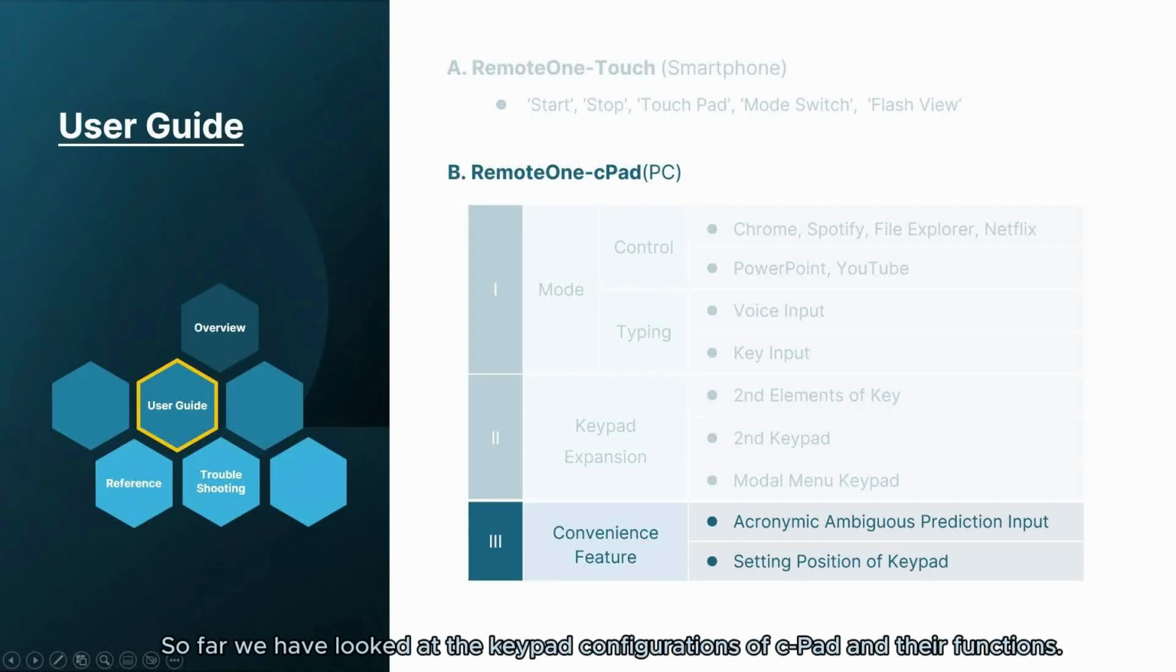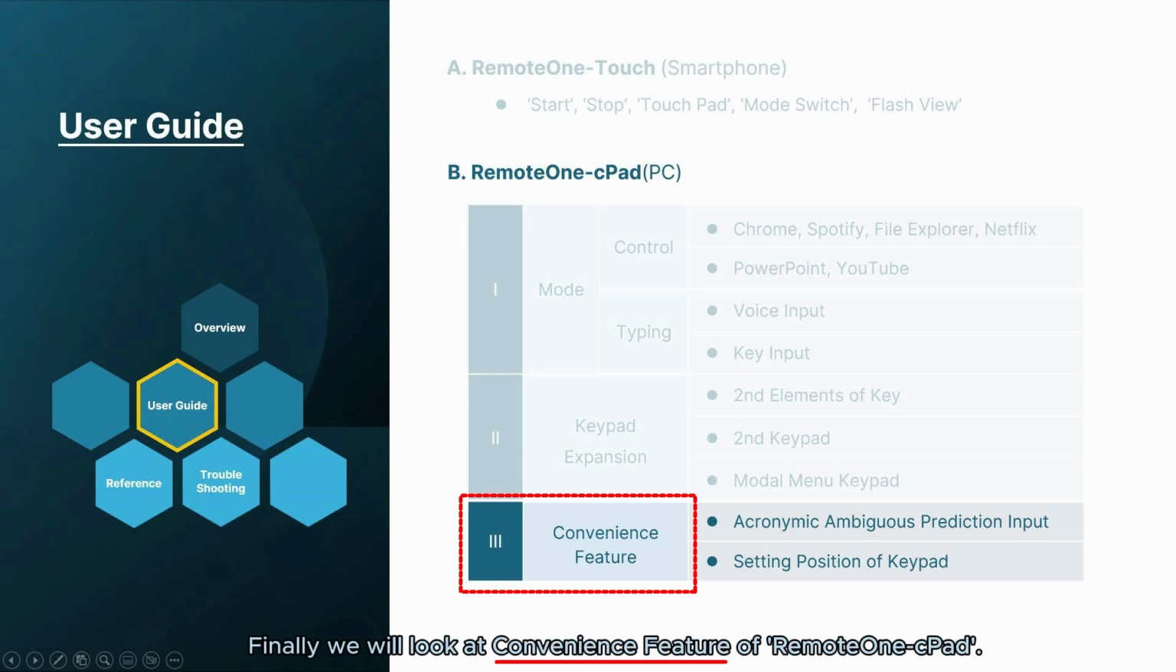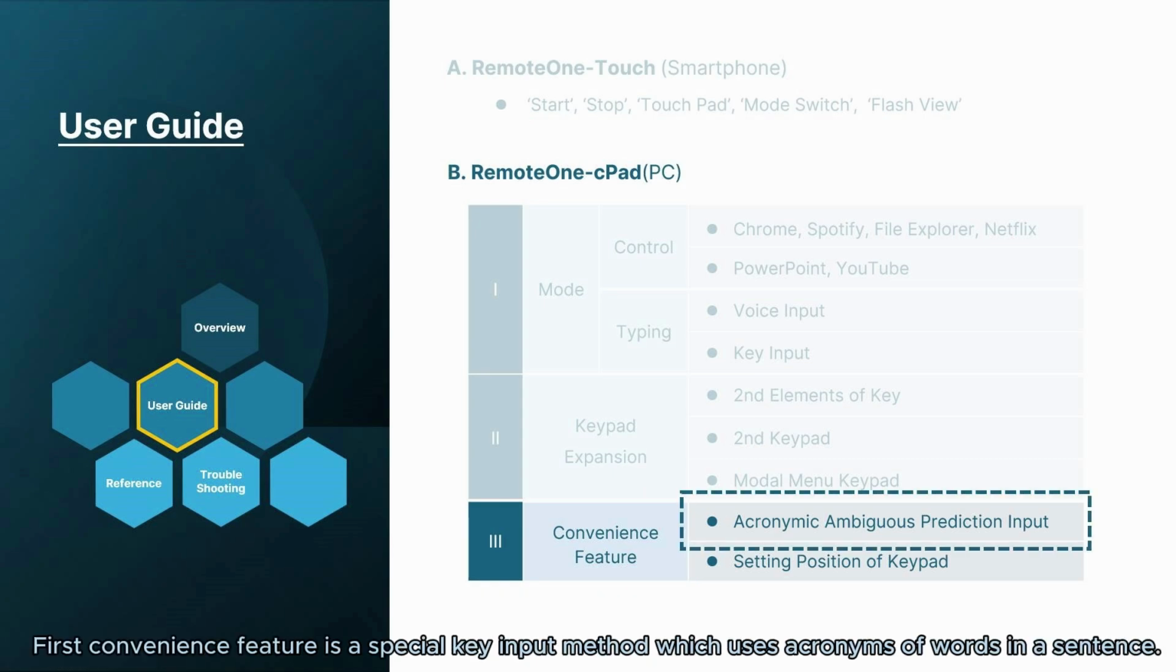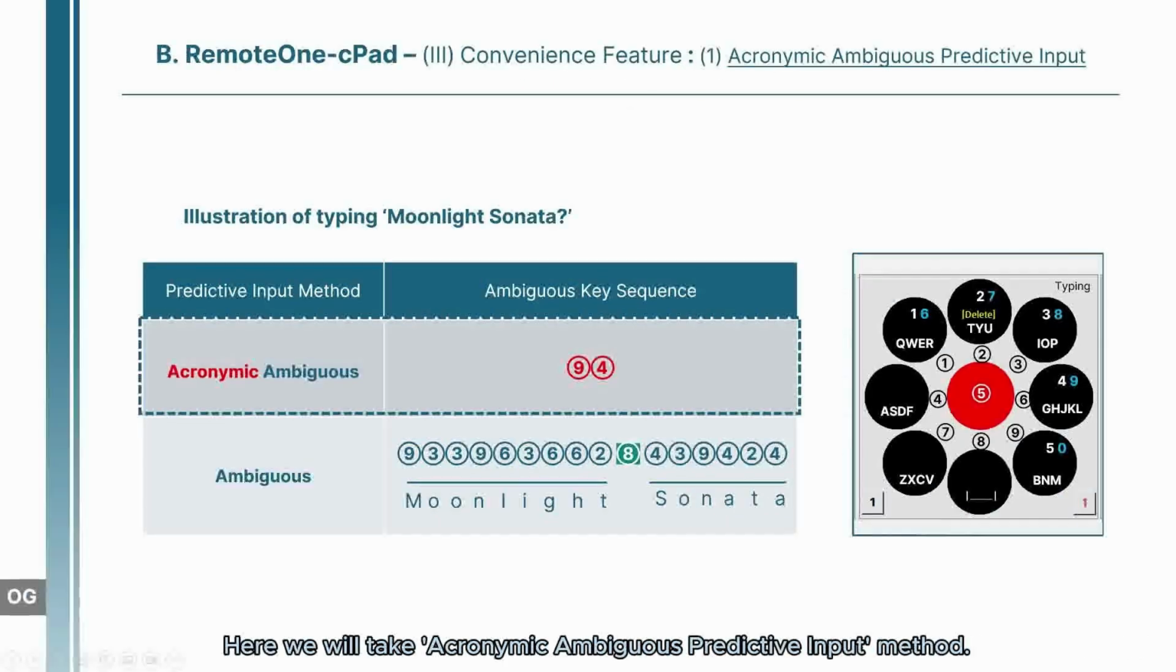So far we have looked at the keypad configurations of cPad and their functions. Finally, we will look at convenience features of RemoteOne-cPad. The first convenience feature is a special key input method which uses acronyms of words in a sentence. Here we will take the acronymic ambiguous predictive input method.